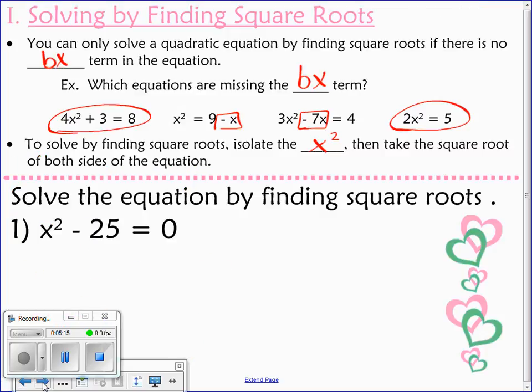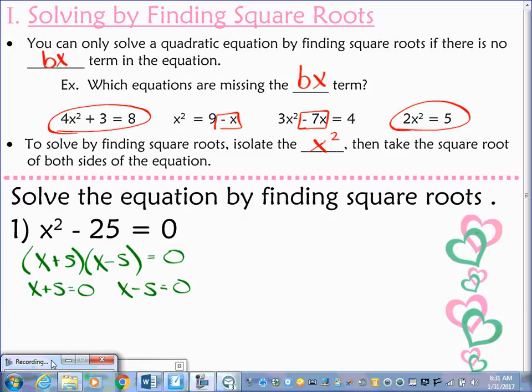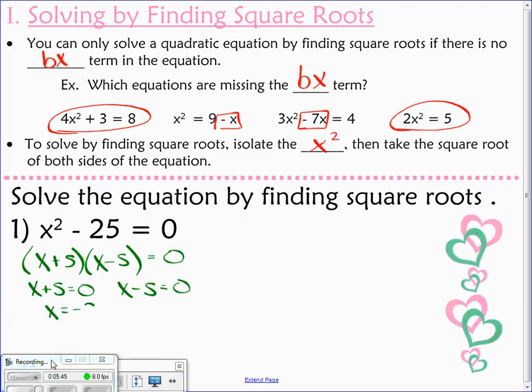All right, so if you come back to this, number 1, x squared minus 25. Ramon? Okay, let's talk about what Ramon just did there. He factored it. You saw this as a difference of squares, so he went x plus 5, x minus 5. That's how you would factor that, equals 0. Then you say x plus 5 equals 0, x minus 5 equals 0. Solve each of these. So x equals negative 5, and x equals 5.